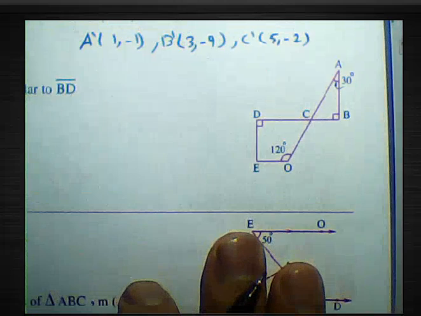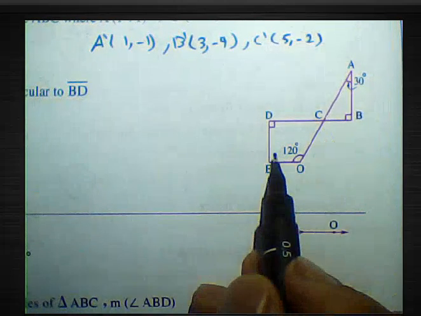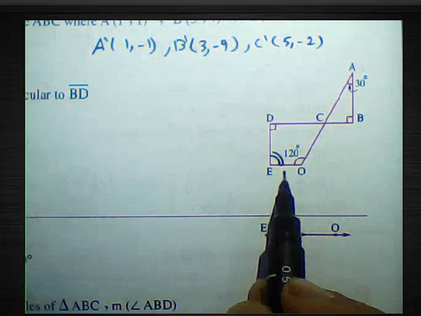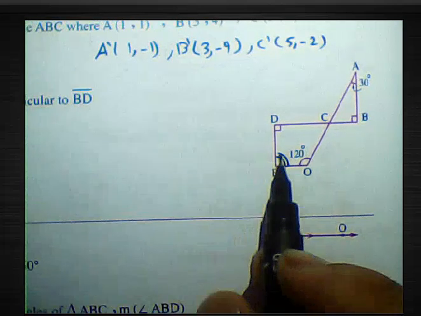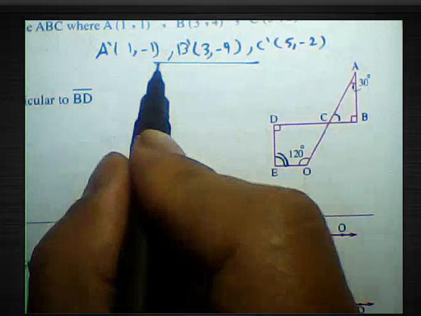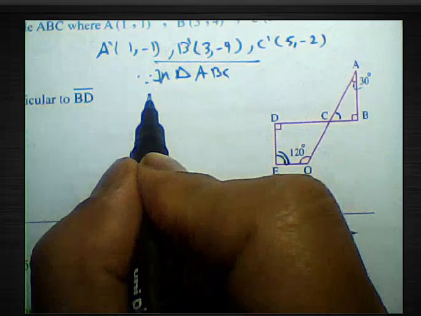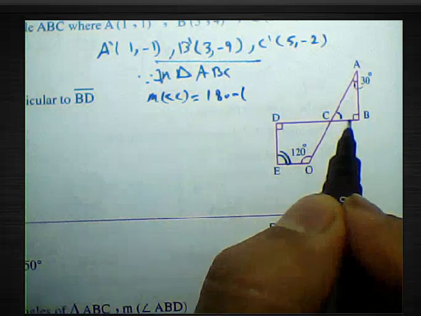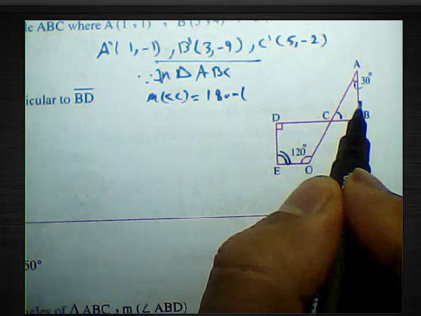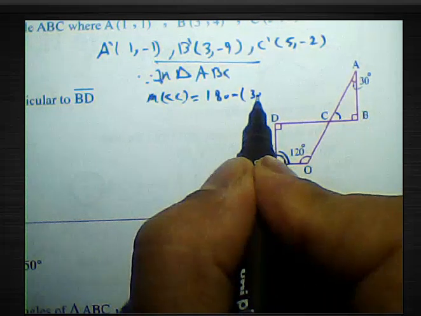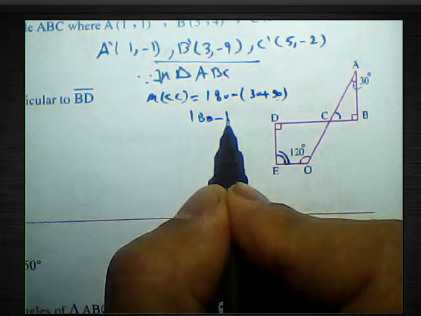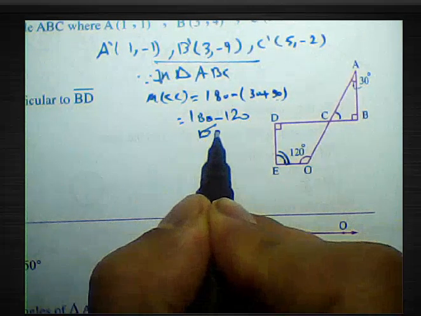Okay, the question here asks about the measure of angle E. To find the measure of angle E in this example, first we find the measure of angle C in the triangle. In triangle ABC, the measure of angle C equals 180 minus the sum of the interior angles. So angle C equals 180 minus (30 plus 90), which is 180 minus 120. The result will be 60 degrees.